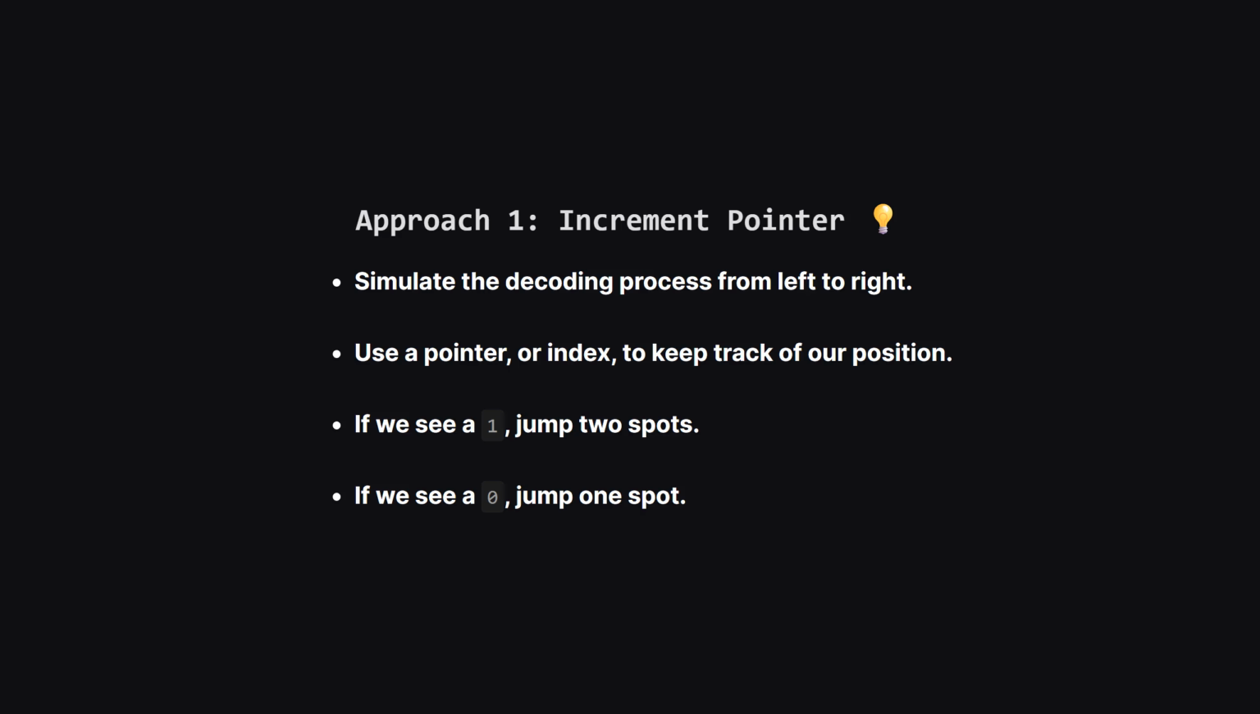Alright, our first approach is pretty intuitive. We'll just do what we did in the walkthroughs. We'll start a pointer at the beginning of the array. Then we'll walk through it, deciding how many steps to take. If our pointer is on a 1, we know it's a 2-bit character, so we jump ahead 2 spots. If it's on a 0, we know it's a 1-bit character, so we just jump ahead 1 spot. We'll keep doing this until we can't jump anymore.